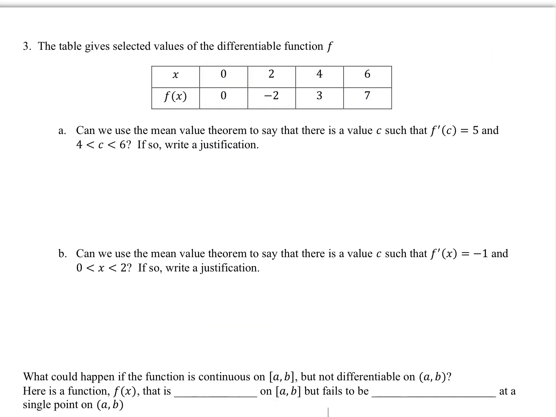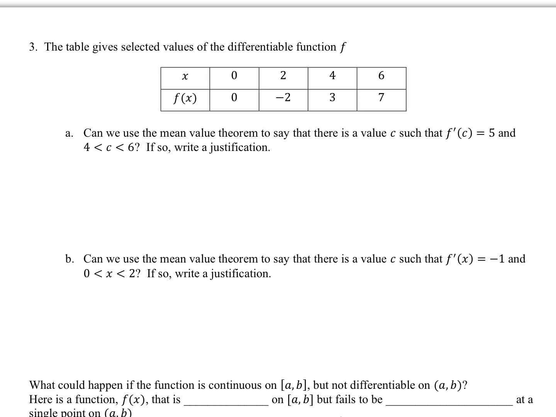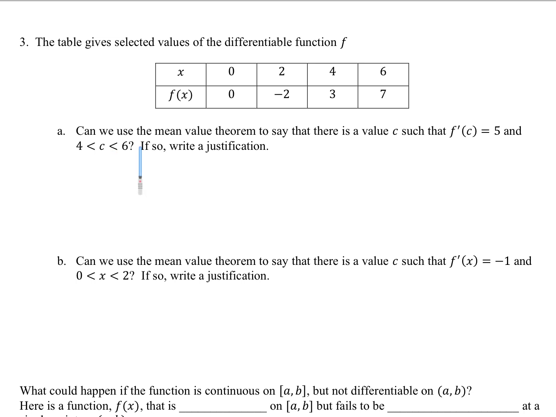Very good. So this next page says, the table gives selected values of a function. Can we use the mean value theorem to say that there is some point C, some x value, such that the derivative is 5 from 4 to 6? The mean value theorem says, one more time, if my function is continuous and differentiable, then there has to be some x value where the derivative equals my average slope.